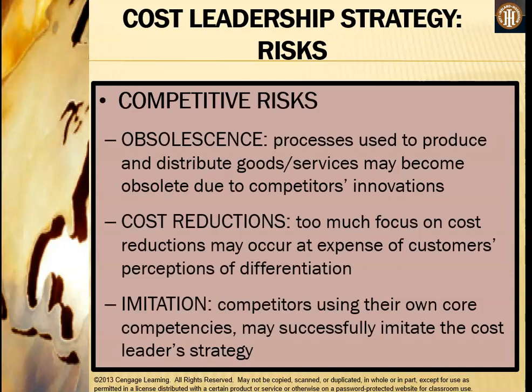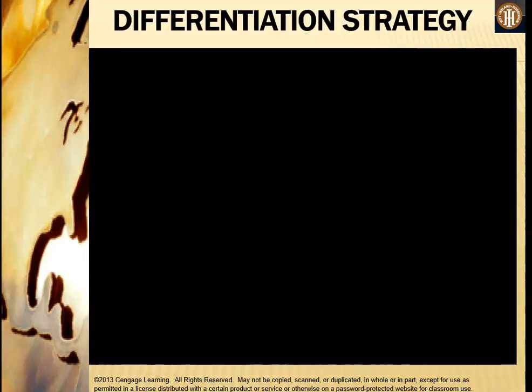There are risks associated with the cost leadership strategy. Most of the competitive risk is where processes used to produce and distribute goods and services may become obsolete due to competitors' innovations. Also, too much focus on cost reductions may occur at the expense of customers' perceptions of differentiation. As well, competitors using their own core competencies may successfully imitate the cost leader's strategy.